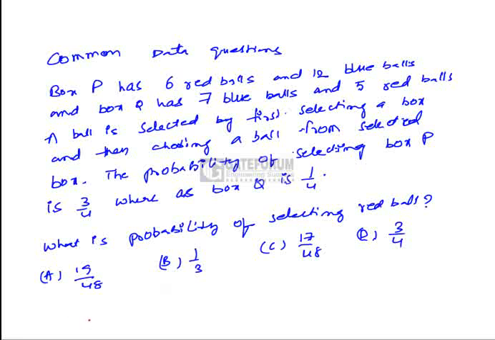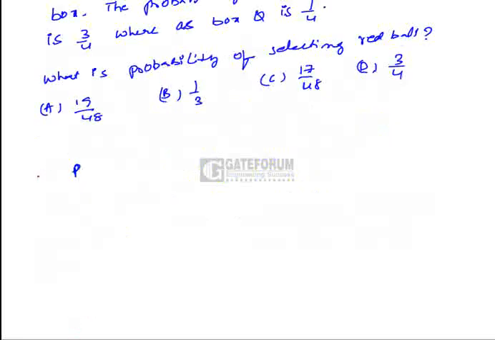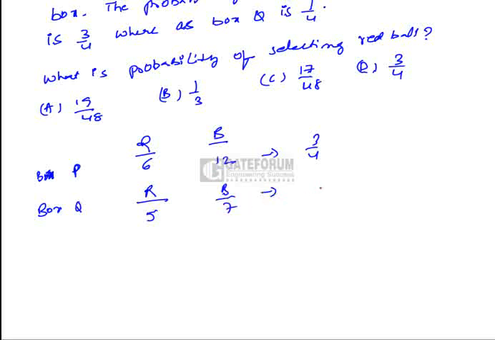So it is given that box P contains red balls 6 and blue balls 12. The probability of selecting box P is 3 by 4, and box Q contains 5 red balls and 7 blue balls, and the probability of selecting box Q is 1 by 4. Here the first question is, what is the probability of selecting a red ball?